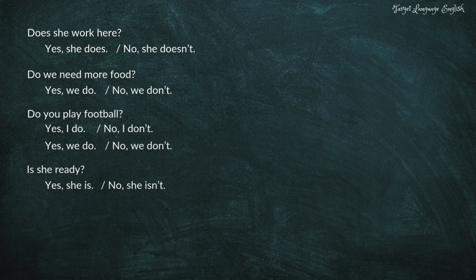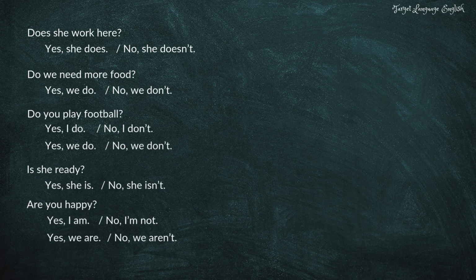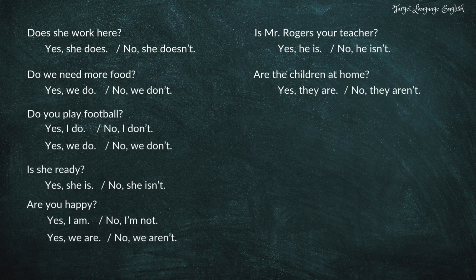Is she ready? Yes, she is, or no, she isn't. Are you happy? Yes, I am, or yes, we are. And the negative? No, I'm not, or no, we aren't. Is Mr. Rogers your teacher? Yes, he is. No, he isn't. Are the children at home? Yes, they are. No, they aren't.